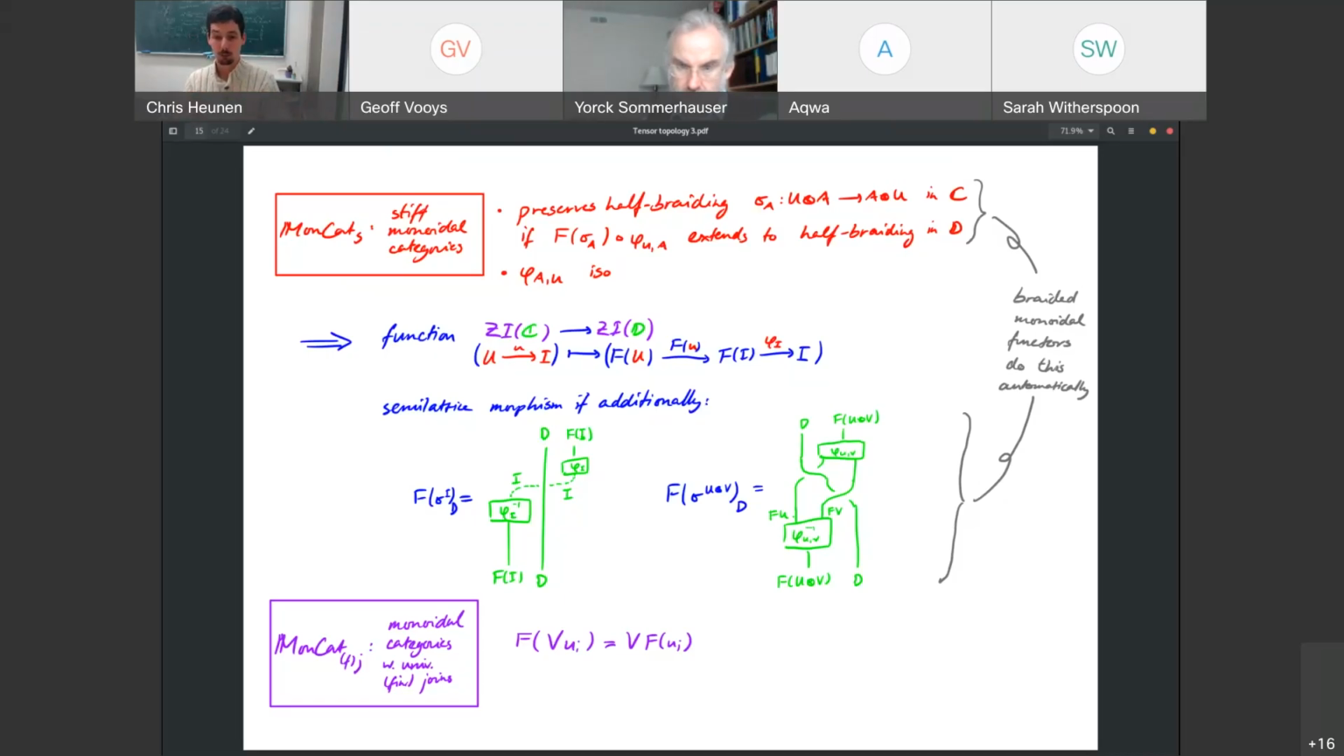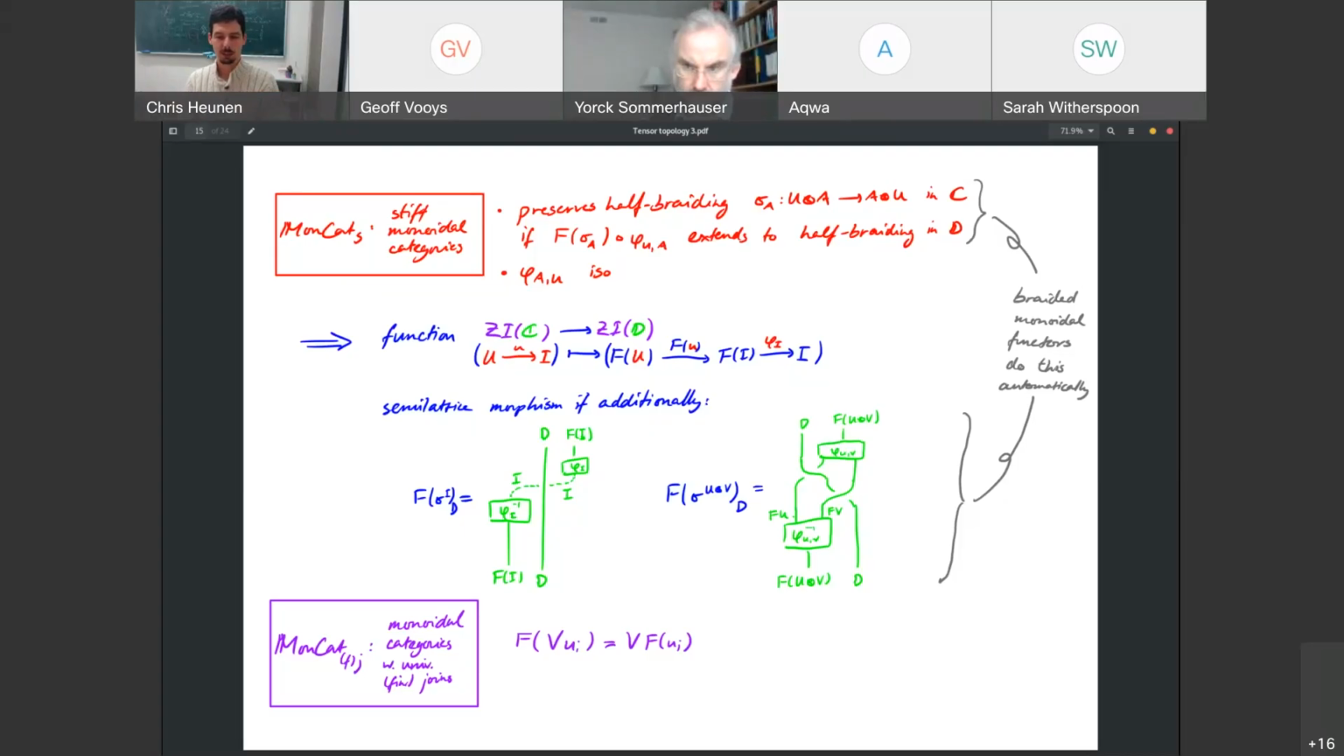between their central idempotents. Namely, if you give me a central idempotent U in C, I will turn it into a central idempotent in D as follows. First, you have to just apply F to it. So now you have something from FU to FI. And then I apply this phi I thing to get the FI into an I, as it should be. So you can turn central idempotents in C into central idempotents in D.